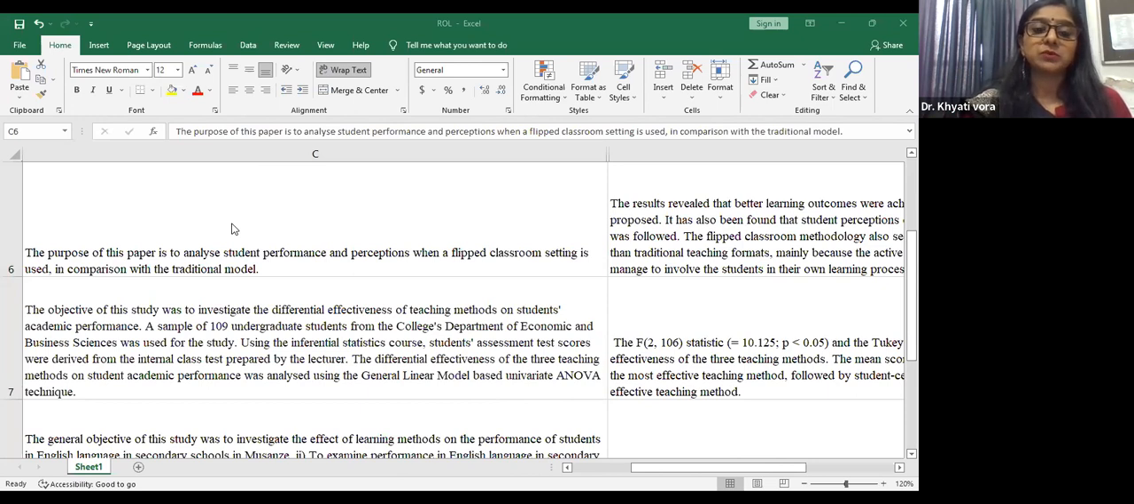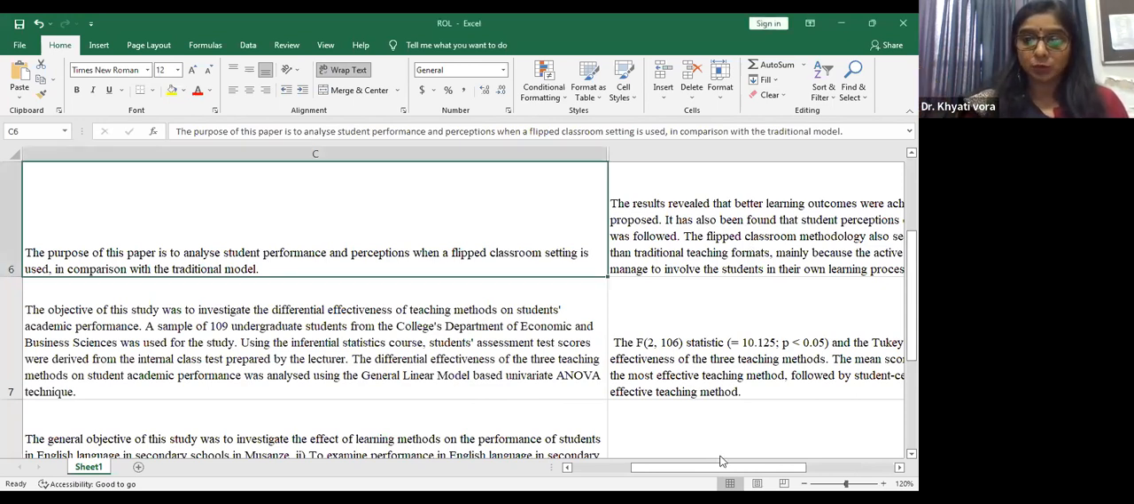The purpose of the paper was to analyze students' performance and perception when a flipped classroom setting is used. Shri Lakshmi, your answer is right. Yes, yes, yes. So now you got the idea. See, looking at this objective, we immediately know the independent variable is the flipped classroom. How is it influencing what? Students' performance and perception is the dependent variable.